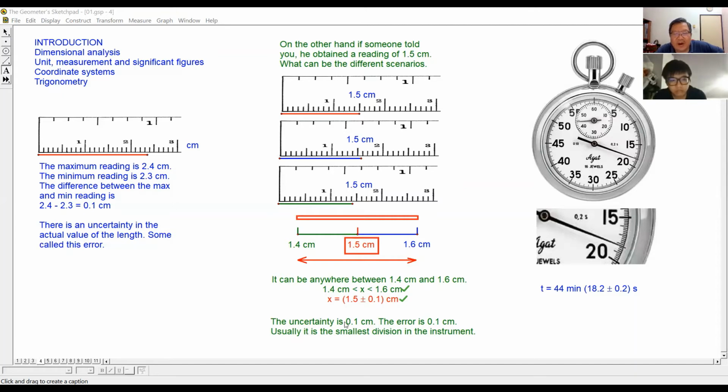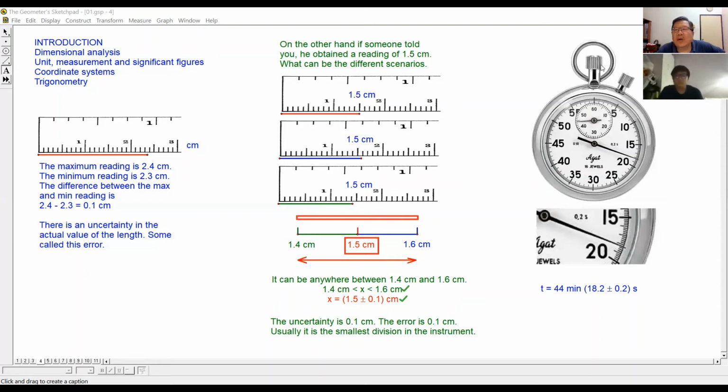Now how do we get this number behind there, plus or minus 0.1? This number 0.1 is the uncertainty. It is also called the error. It is the smallest division in the instrument. So you look at this ruler, what is the smallest division here? 0.1 centimeter.